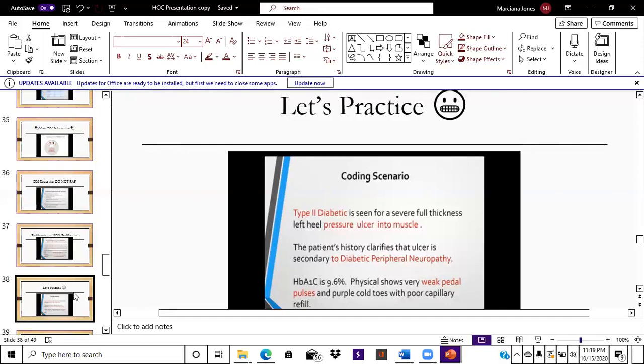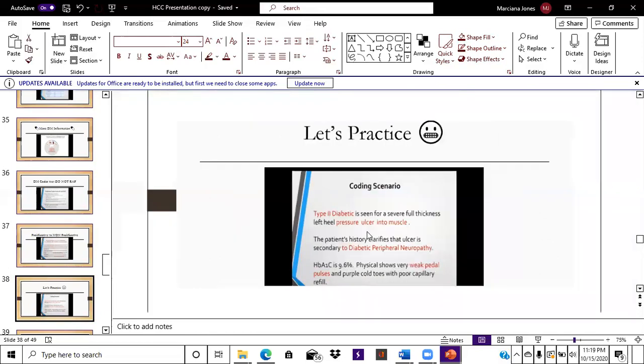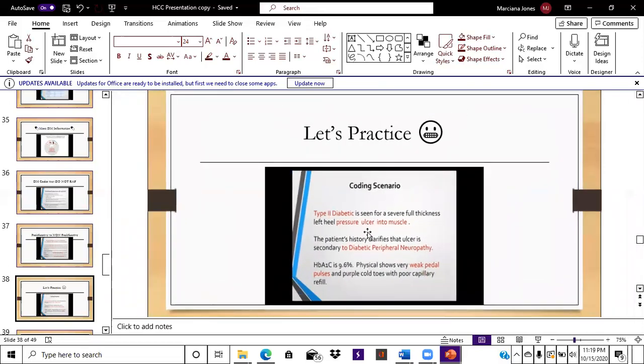Are you following me? So let's do a coding scenario. So type 2 diabetic is seen for a severe full thickness left heel pressure ulcer into muscle. The patient's history clarifies that the ulcer is secondary to diabetic peripheral neuropathy. The A1C is 9.6%. Physical shows very weak pedal pulses and purple cold toes with poor capillary refill. And you know, most people with diabetes do have circulation problems. They do.